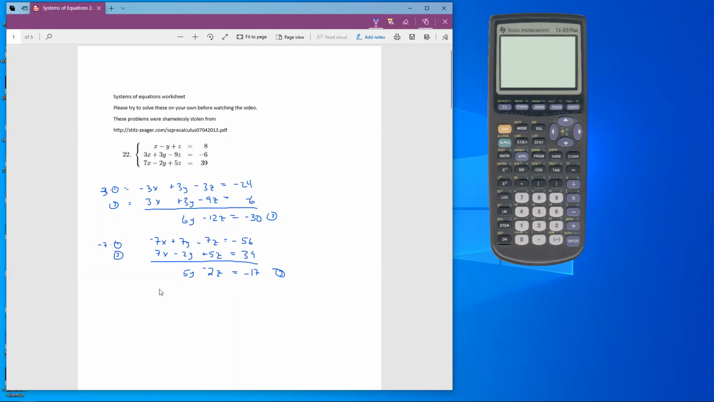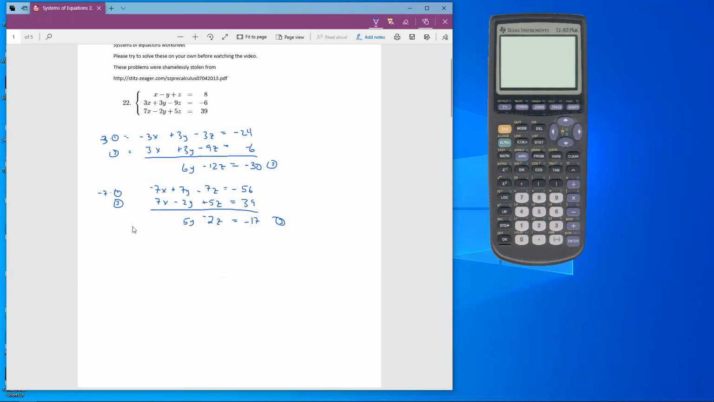You don't have to summarize this. I'm just doing this because it's the second time through all of these things for us. So just to keep things kind of tidy, we'll go ahead and push that in there. Equation 2 is 6y minus 12z equals -30. And I've got 5y minus 2z equals -17. So you can see the x's are now gone.